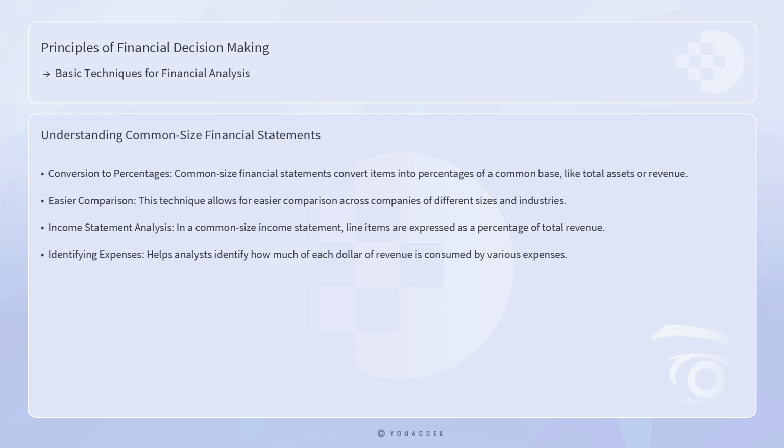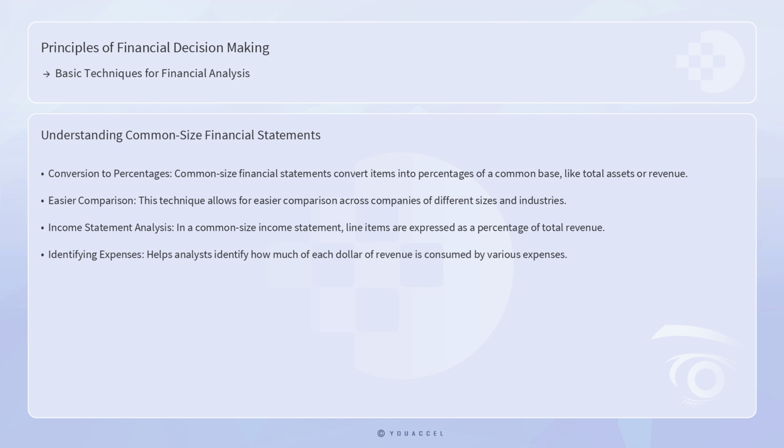Common-size financial statements convert financial statement items into percentages of a common base, such as total assets or total revenue. This technique allows for easier comparison across companies of different sizes and industries. For instance, in a common-size income statement, each line item is expressed as a percentage of total revenue.